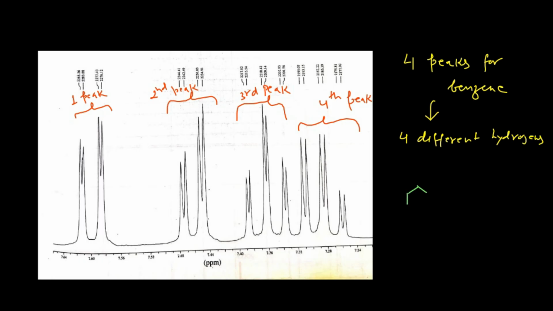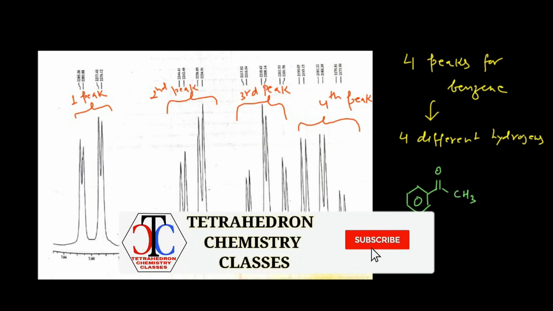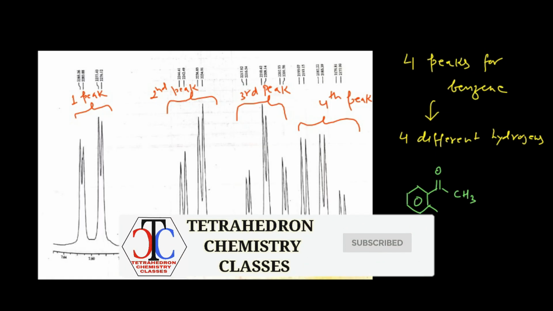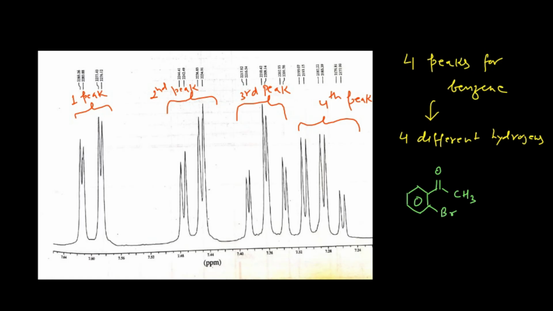You have this benzene, and say your carbonyl group is here, CH3, and I am substituting my Br here. Okay, this is one possibility. This is your ortho-bromoacetophenone. So if you write this ortho isomer, then you will have this hydrogen, and this hydrogen again, and this hydrogen again, and this hydrogen again. And all of these 4 hydrogens are different.